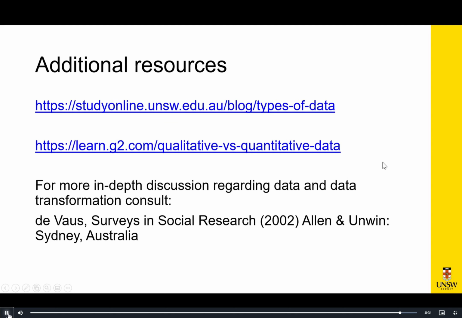And here are some additional resources. Study Online and Learn.g2 give you basic examples of what to do. If you really want to get into the differences between qualitative and quantitative data and get into even more detail regarding the type of data and manipulation, I recommend any within the series of De Vaus Surveys and Social Research by Allen and Unwin, Australia.